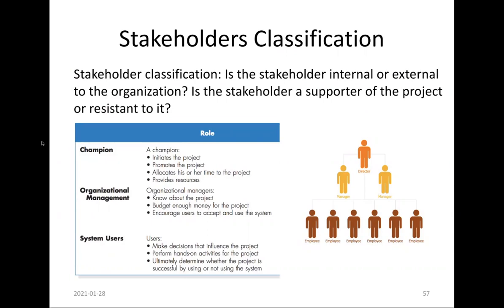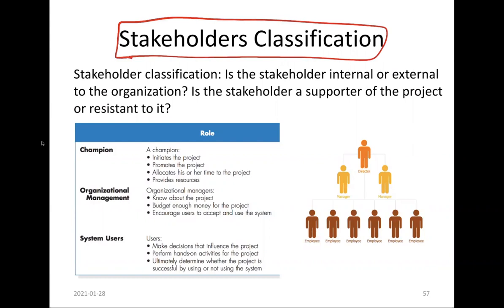You also need to identify whether they are supporters of the project or actually resistant to the project. Some stakeholders could support the project, while some, such as competitors as secondary stakeholders, might be resistant to the project. So it's really important, when you identify stakeholders in your project, to classify them. You might classify them based on their interest, their influence on the project, and whether they are supportive or resistant. You classify them as internal or external. You classify them based on their power, and based on their interest, as I said before. So there are different classifications that you should perform.